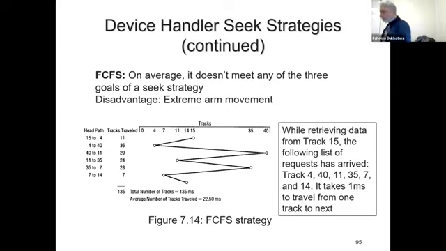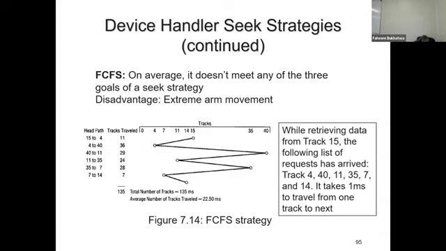All right, so this is the first come, first served policy. That means we're going to do them in this order. We're going to read 4, 40, 11, 35, 7, and 14. So we go to these different tracks. Now we're at track 15, and we need to move first to track number 4. So we move to track number 4, and we read the information there.